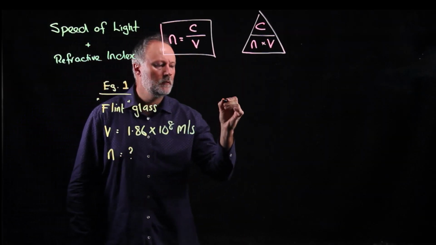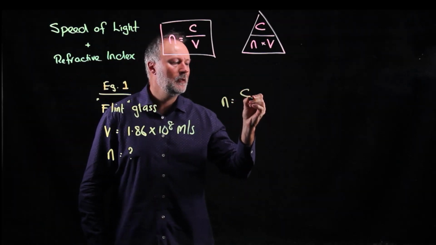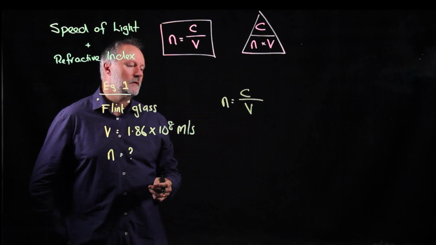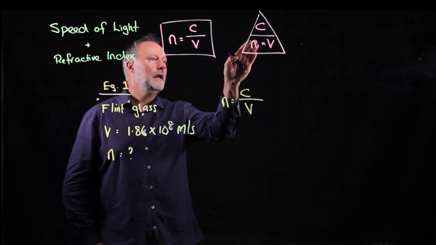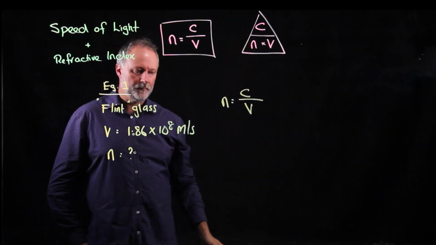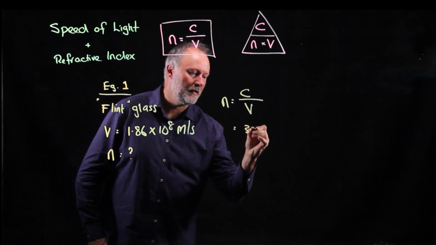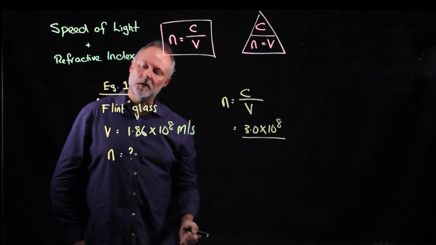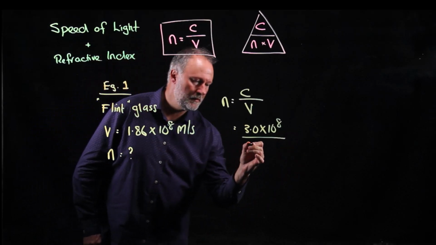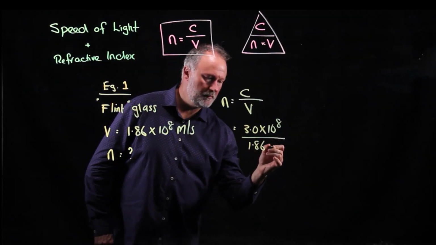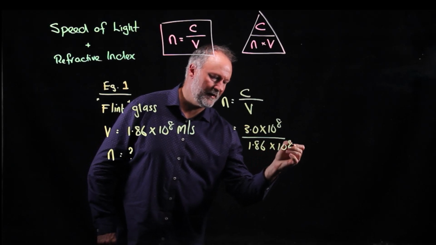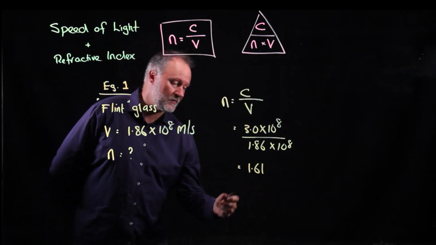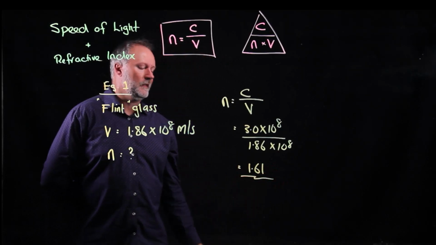Here's our equation. Refractive index n equals the speed of light in air c divided by the speed of light in the medium v. n equals c over v. Speed of light in air was 3.0 by 10 to the 8. The velocity of light in flint glass is 1.86 by 10 to the power of 8. And that calculates to a refractive index of 1.61 as my final answer.